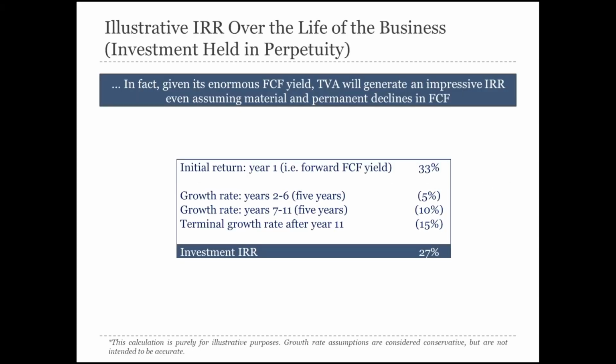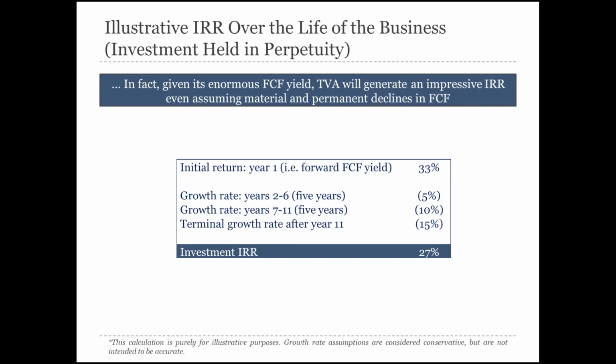Now, not only does TVA not actually need to grow, it can actually shrink and we'd still do quite well. That is how prodigious its current cash flow is relative to our purchase price. So I'm doing here the same calculation I did for Terabest, but instead of assuming growth, I'm actually assuming contraction. So we take the forward free cash flow as our year one initial return.